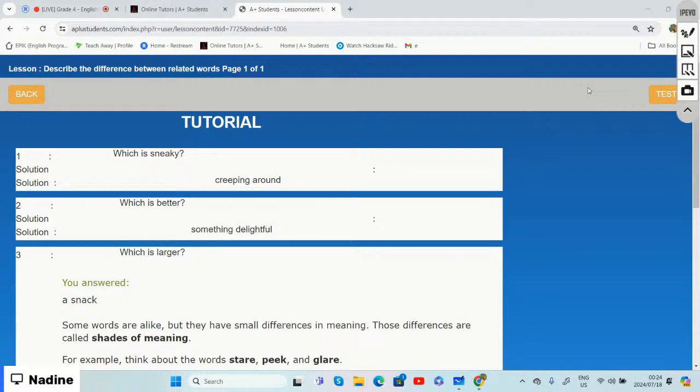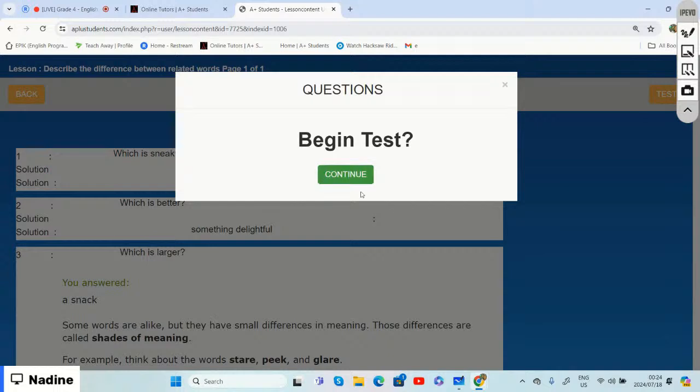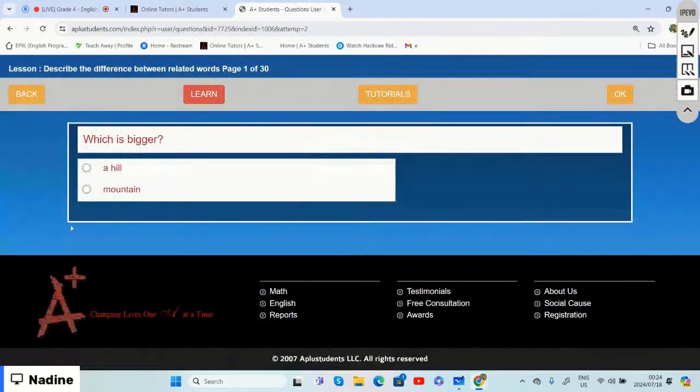All right. So we are going to our test where we are going to describe the differences between related words. So we need to say which word is bigger. And remember we said with related words, there are maybe small differences, right? We can describe it in size, whether something is small, which is smaller, which is bigger. And also, we can think of the subtle differences in meaning between these words or phrases.